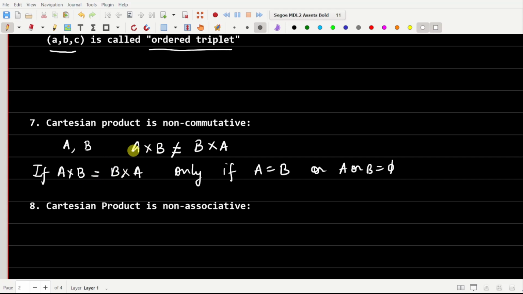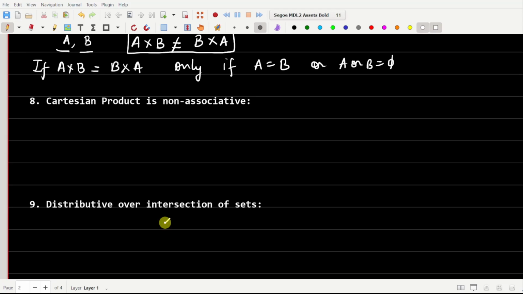Otherwise, if these two are different sets, then this is the property that A cross B is not equal to B cross A, right? Similarly, the Cartesian product is non-associative. The eighth property says that Cartesian product is non-associative.